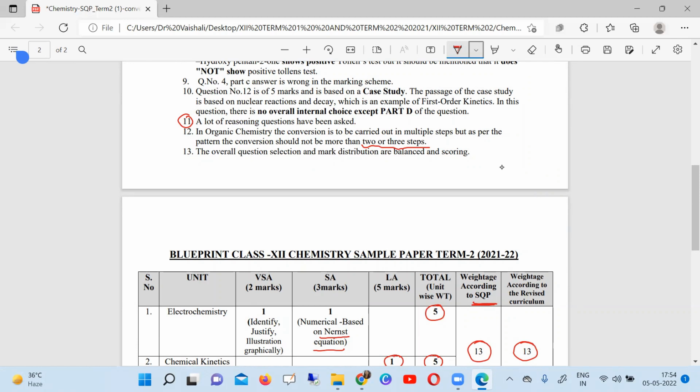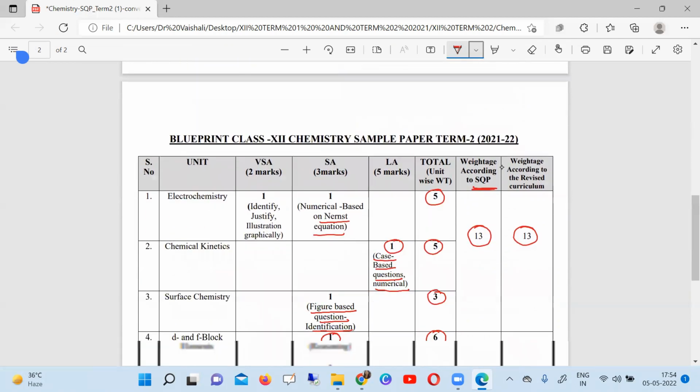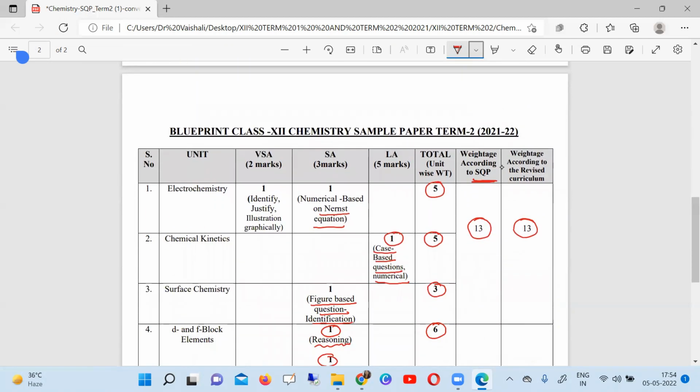So basically what we can say is that the overall question selection and mark distribution are balanced and scoring. So accordingly, you have to follow this pattern and solve the question paper. So what we can conclude, I hope it is clear to all of you. So prepare according to this sample question paper. And in the next class, we'll see this blueprint and we'll discuss the sample question paper also. Okay, thank you so much.